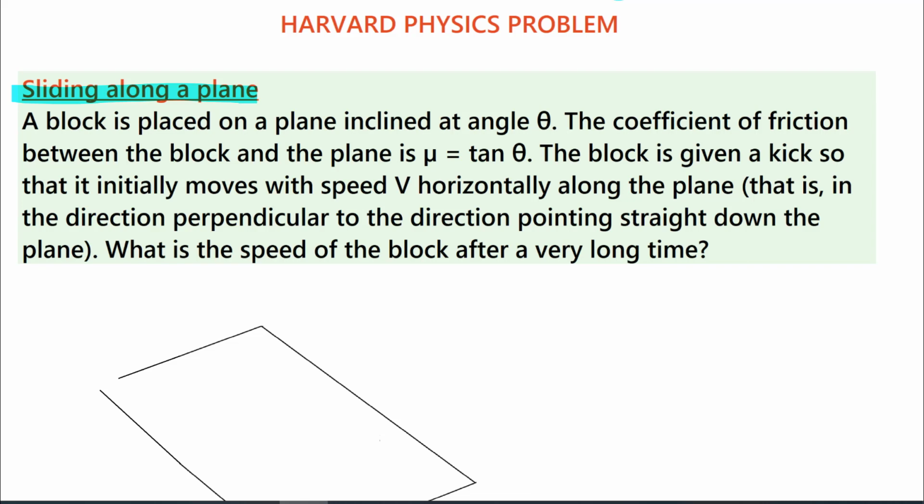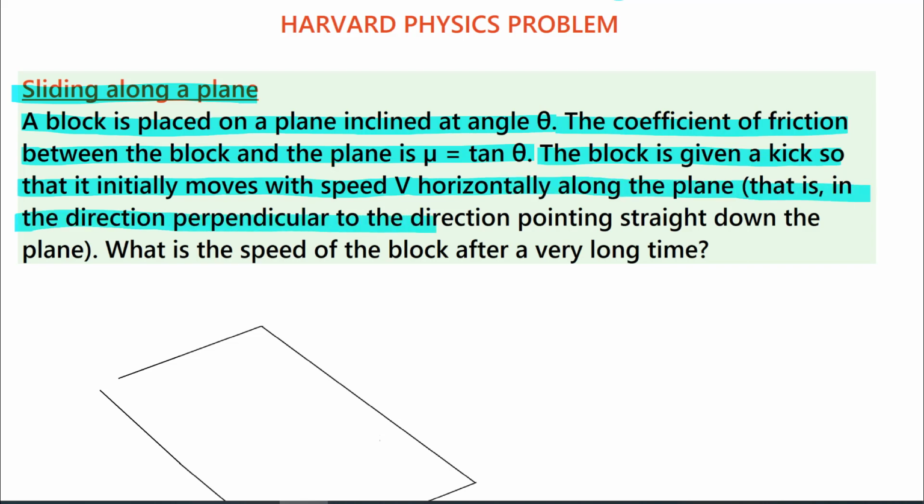The problem says a block is placed on a plane inclined at angle theta. The coefficient of friction between the block and the plane is mu, which is equal to tan theta. The block is given a kick so that it initially moves with a speed v horizontally along the plane, that is, in the direction perpendicular to the direction pointing straight down the plane. What is the speed of the block after a very long time period?